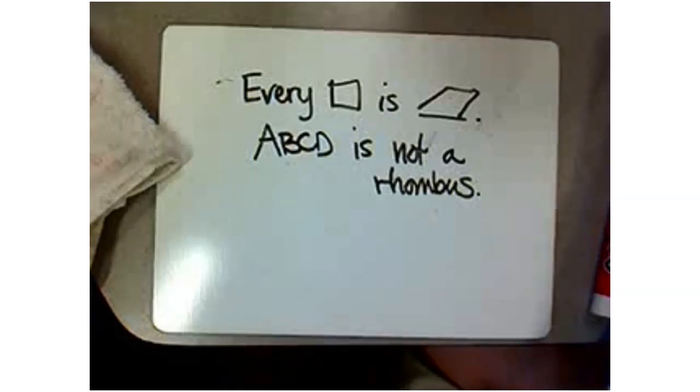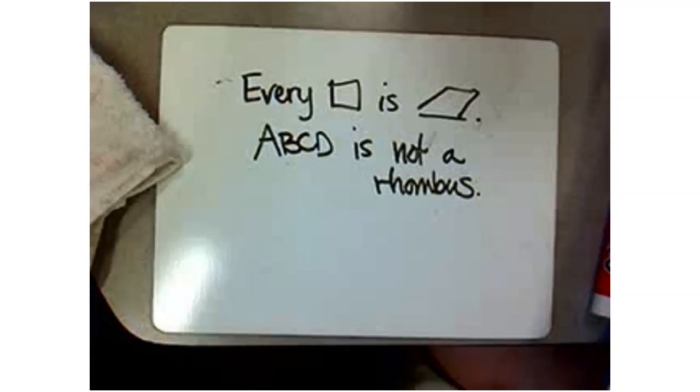Could be a parallelogram. It's not a rhombus. All sides are not the same. Every square is a rhombus. Which of these conclusions can be made when you use both statements? So every square is a rhombus. Quadrilateral ABCD is not a rhombus. Which of these conclusions can be made using both statements? ABCD is not a parallelogram.